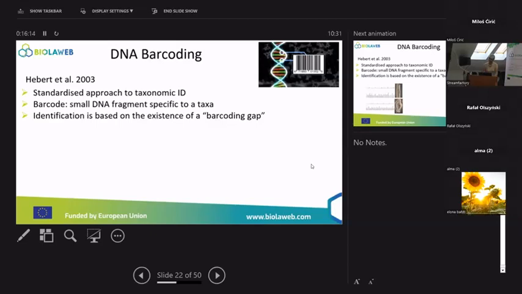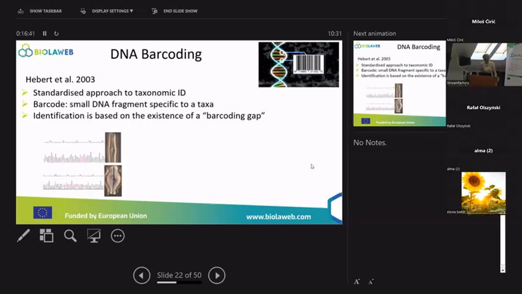So after this proof of concept, it was really this idea to have a standardized taxonomic approach based on DNA with a small fragment, easy to amplify, that was used as a barcode. What is important for that is that there is a barcoding gap. I will define that now.